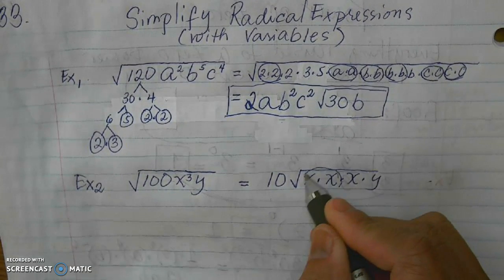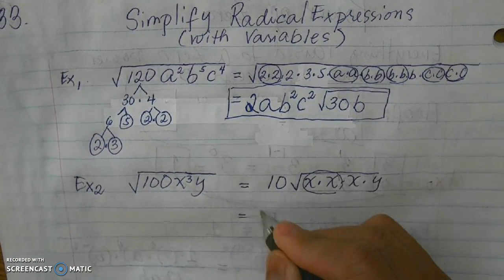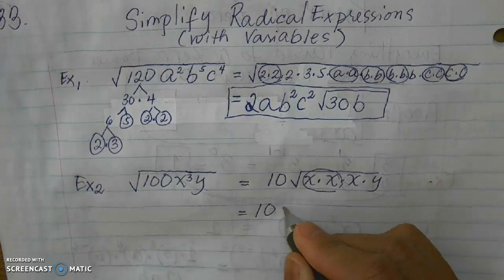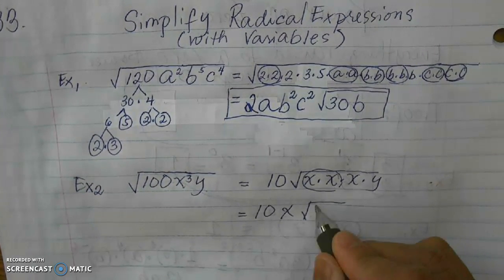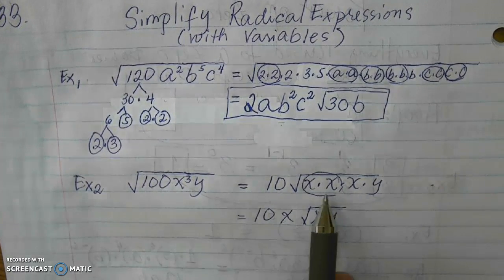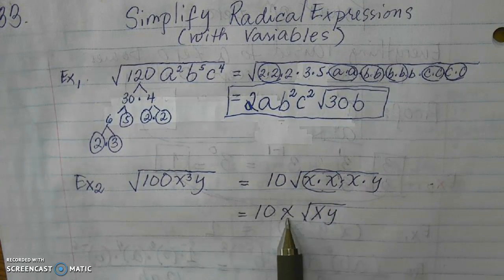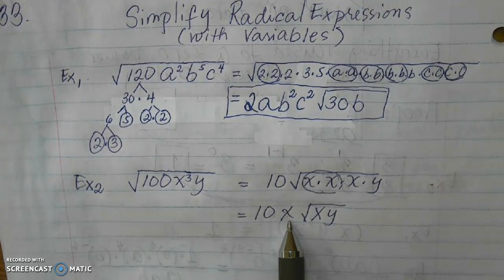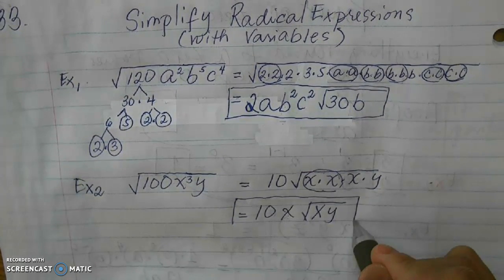These are in pairs. So therefore, my final answer on this one is 10x square root of xy. Remember that when you take it out, it is just one piece of x. So that is now your simplified version.